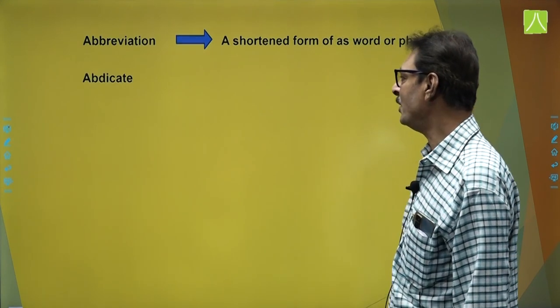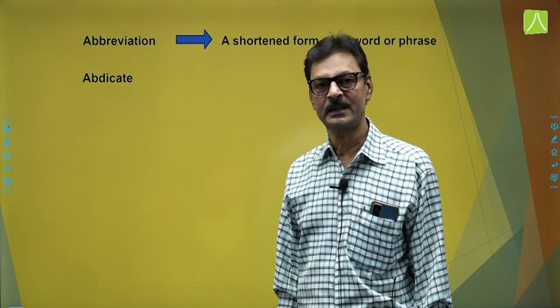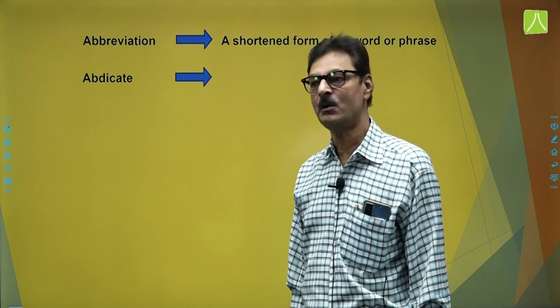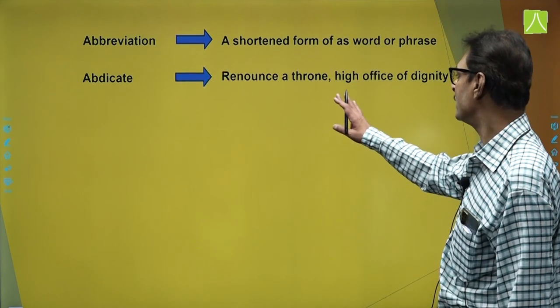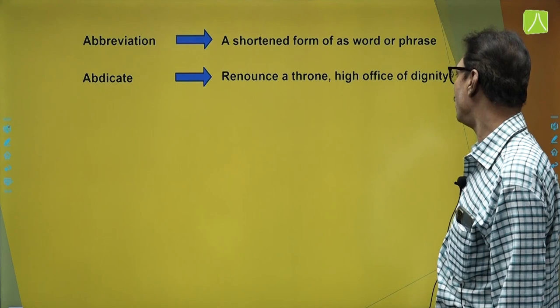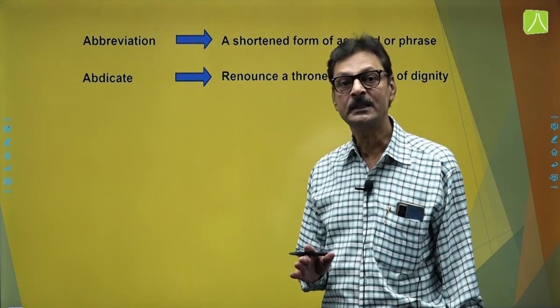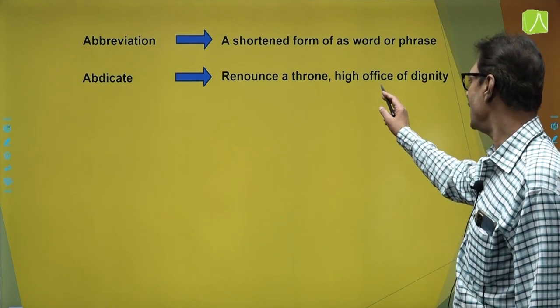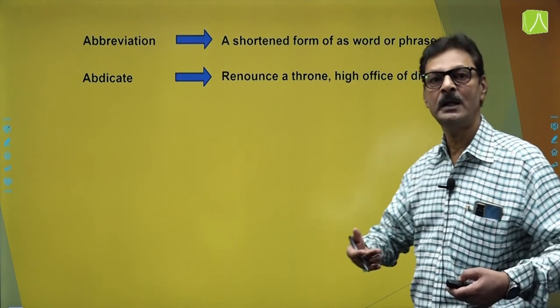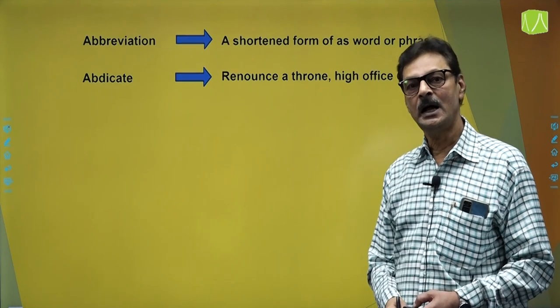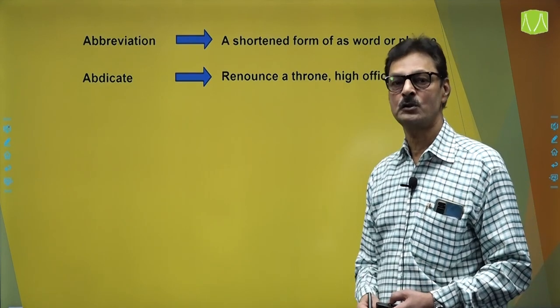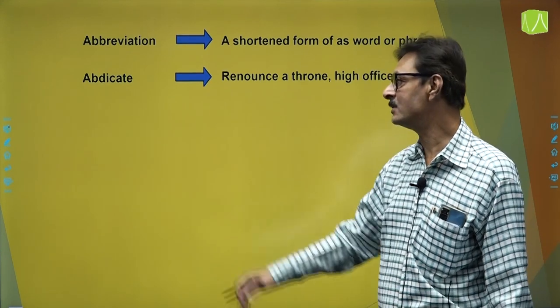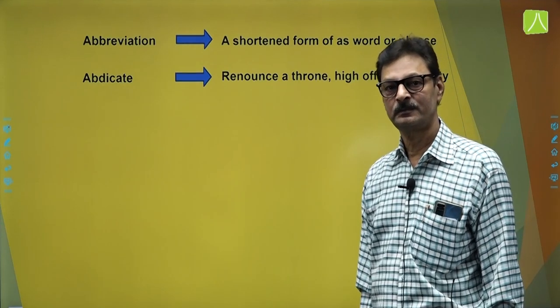Next one, what do you mean by this term abdicate? Abdicate ka matlab kya hota hai? Abdicate is to renounce a throne, high office of dignity. Abdicate is tyag karna, the renunciation of a throne, high office of dignity. कोई भी अपने high office पे बैठे हो, high position को, if you renounce, छोड़ देते हो उस पद को, then it is called abdication.